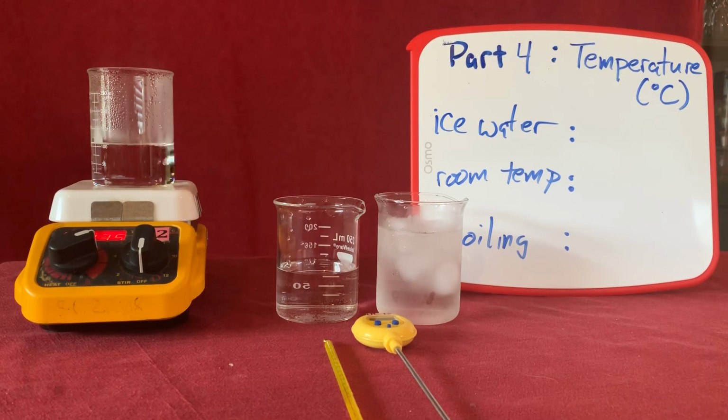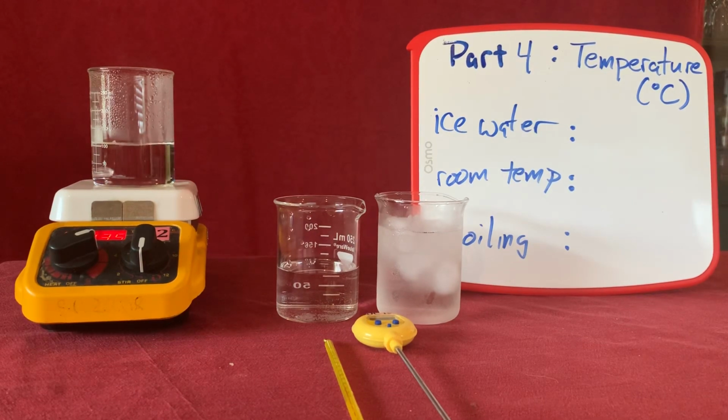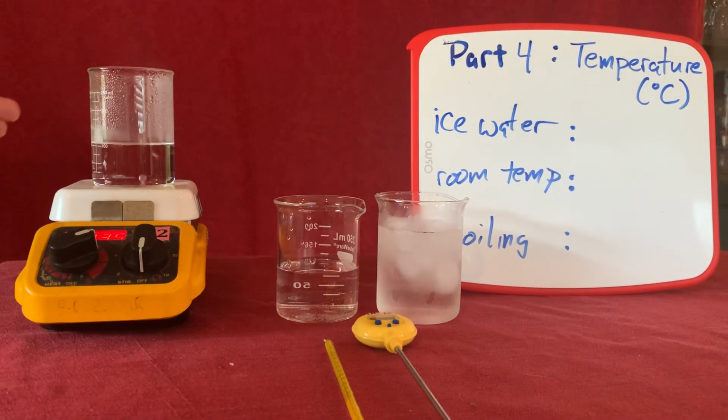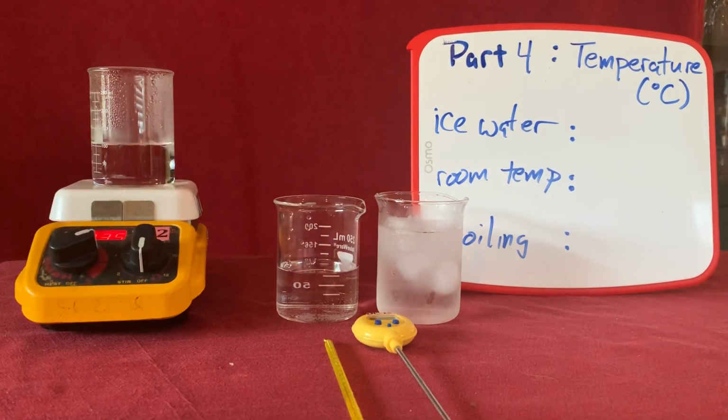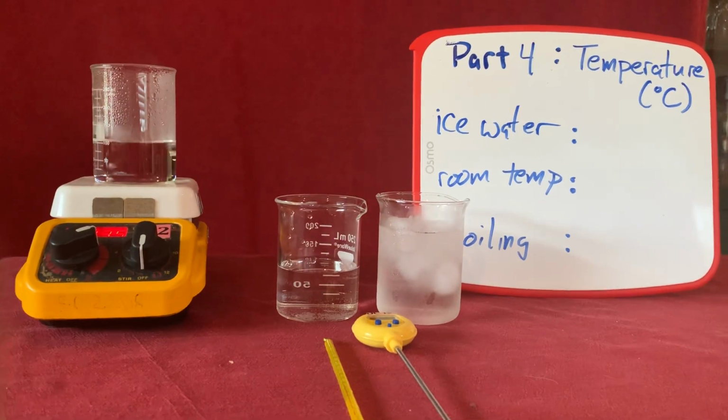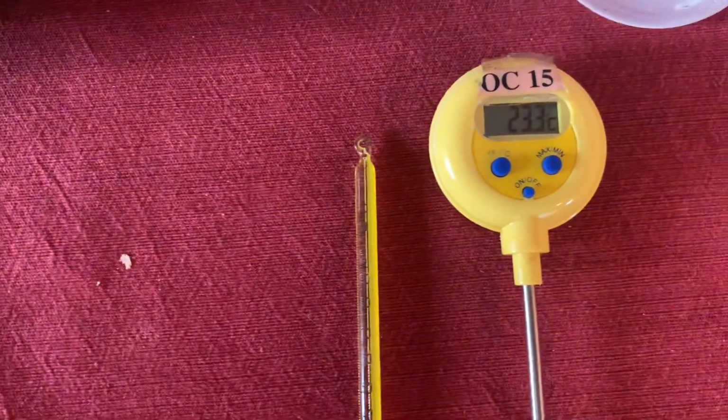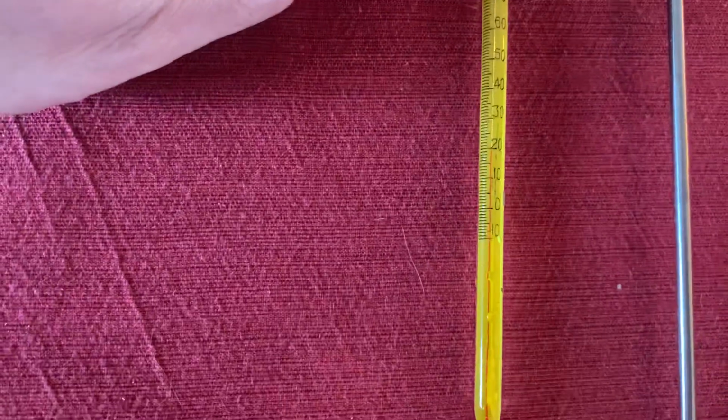Welcome to part 4 of our lab on measurement, in which we'll be looking at taking temperature measurements in degrees Celsius. Here we have 3 different samples of water: one sample that's boiling, one sample that is at room temperature, and one sample that's full of ice. We also have 2 different thermometers. You can see here we have both a digital thermometer here on the right and an analog alcohol thermometer here on the left.